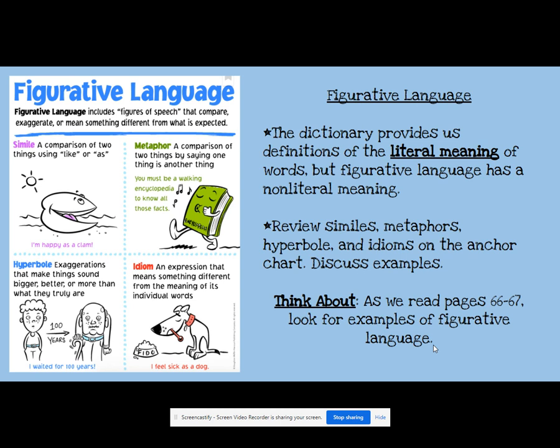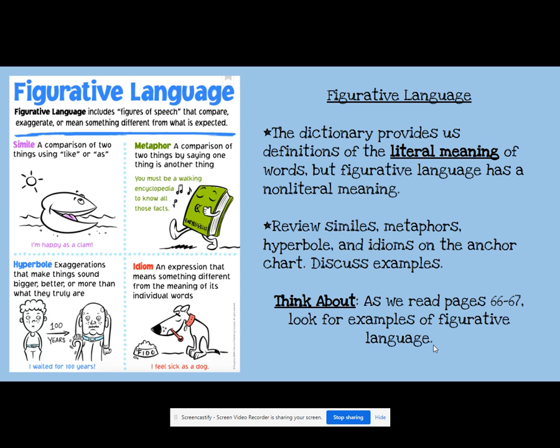So figurative language is a figure of speech that can compare or exaggerate or mean something different from what is expected. Today we're going to look at the example of a simile, where the author uses a comparison, and they show us that they're using a comparison by using the words like or as. A simile is pretty similar to a metaphor. The only difference really is that a simile uses the words like or as to give me a clue as a reader that figurative language is taking place.